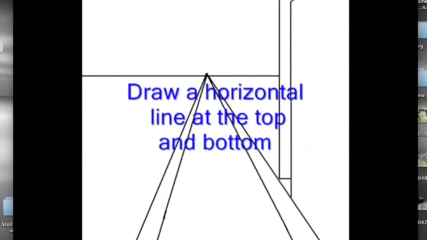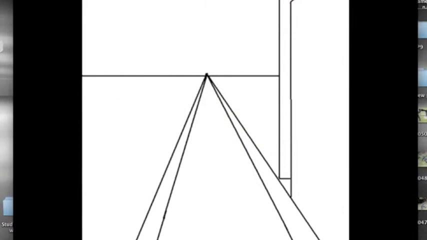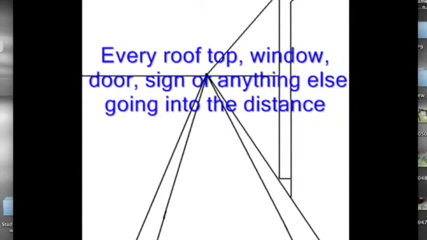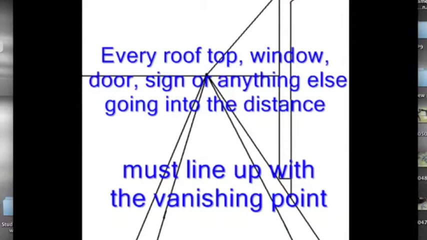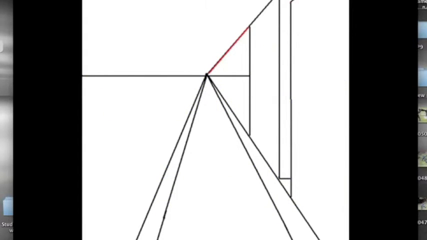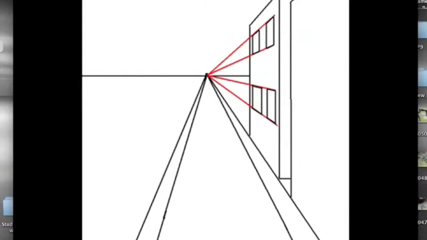Draw a horizontal line at the top and bottom of that line. And remember, every rooftop, every window, door, sign, and anything else that's going in the distance must line up to the vanishing point. So here I drew another vertical line, and then I erased the other end, so there you have your building. Now I'm going to start the windows. Do the same thing, draw the tops and the bottoms, and then four vertical lines going down to make the windows.